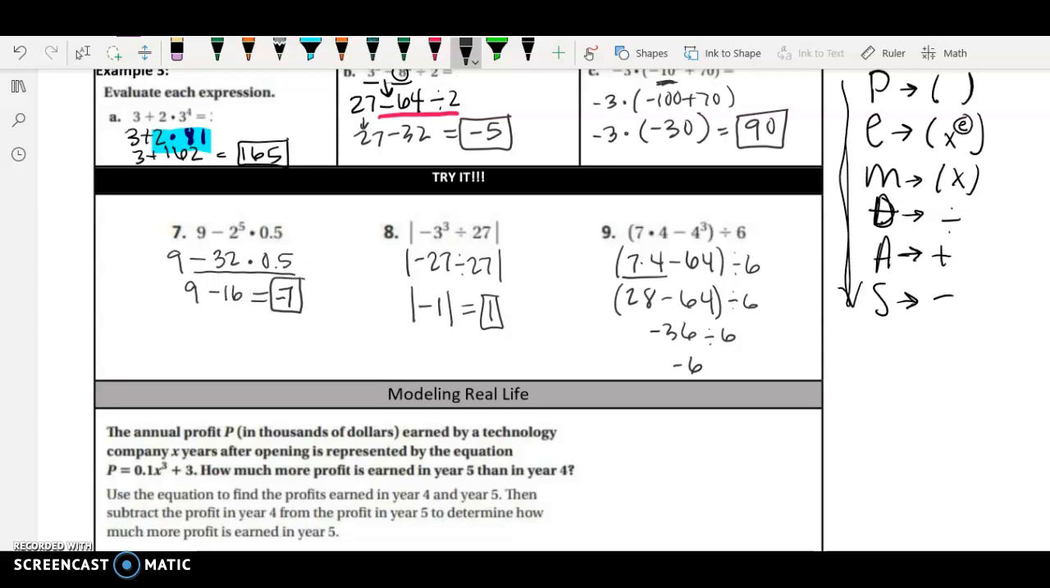For number 9, we need to do the parentheses first, and so in the parentheses we have an exponent, and so negative and then 4 times 4 times 4 is 64. So we have 7 times 4 minus 64, and then divided by 6. So we actually have 28 minus 64, which is negative 36, divided by 6 is negative 6. So our answer is negative 6.